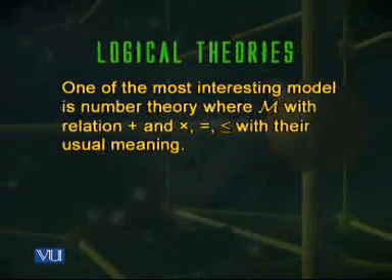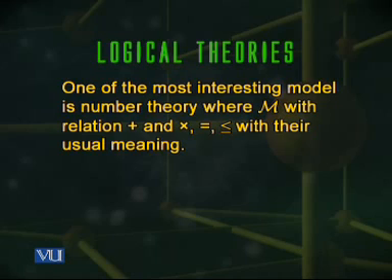If we can find such an algorithm, if we can write such a program, then we say that the theory is decidable. However, if we cannot do that, then we say that the theory is not decidable. One of the most interesting models is number theory, where M consists of the natural numbers and the relations plus, multiplication, equality, less than or equal to with their usual meaning.